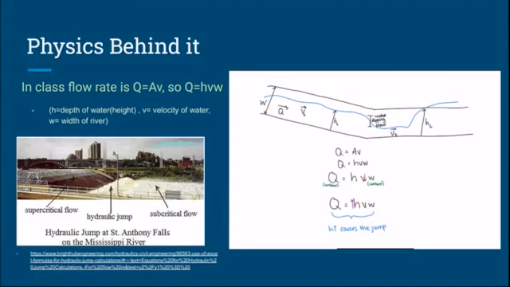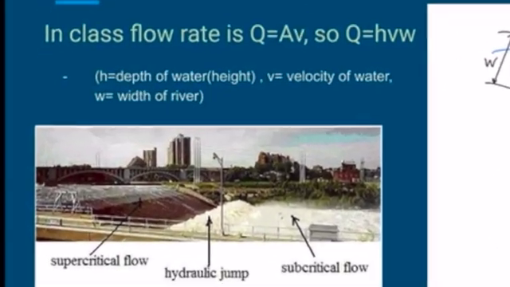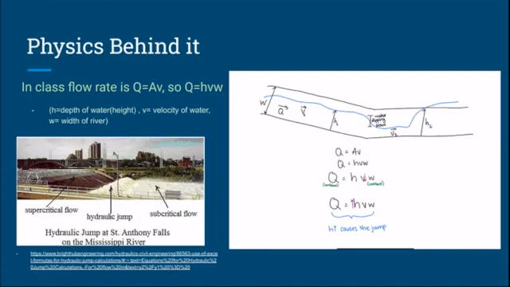As we learned in Module 2 in our Physics 131 class, Q equals AV. And to apply that to the river example, it'll be Q equals HVW, where H is the depth of water, V is the velocity of water, W is the width of the river. This equation is telling us the volume of water flowing past the river, hence flow rate.